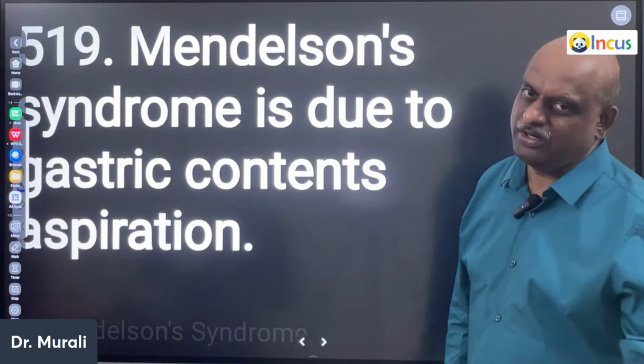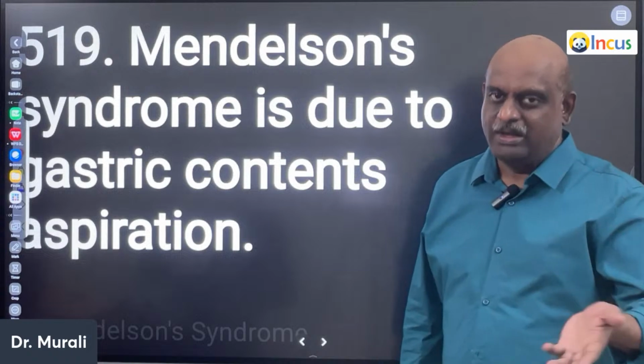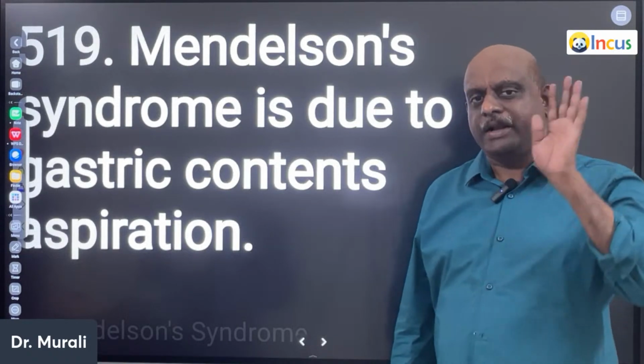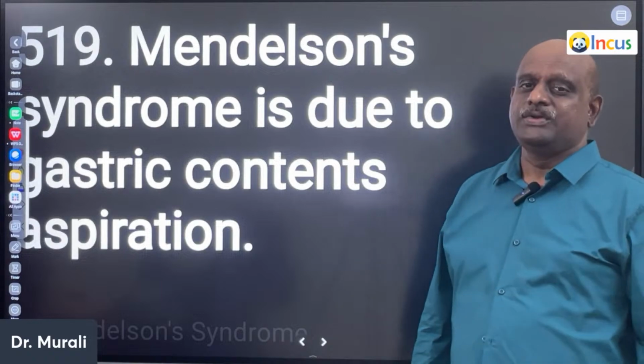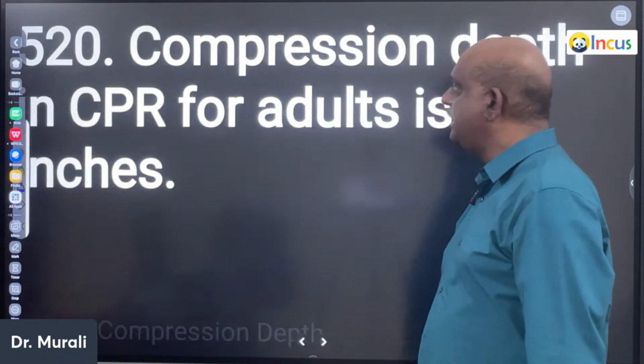Mendelson syndrome, we already discussed in pregnant women, is the aspiration of the contents of the gut into the respiratory tract, unless you do the cricoid pressure, which is called Sellick's maneuver.